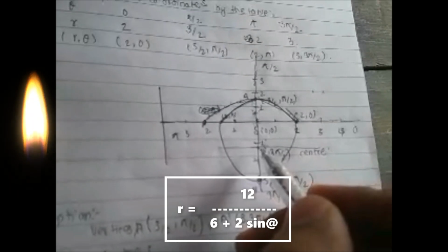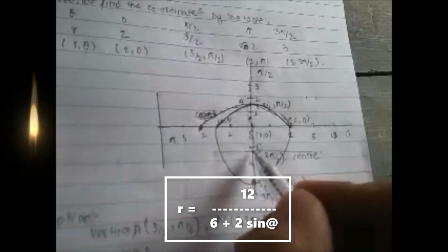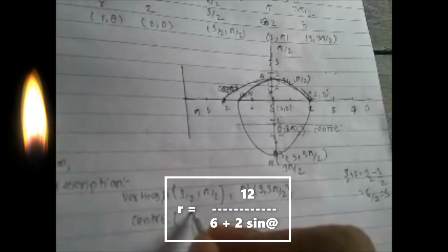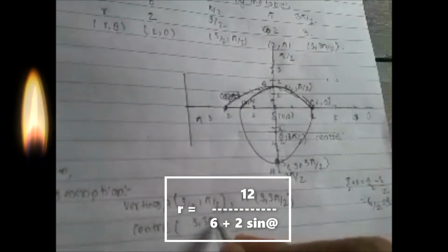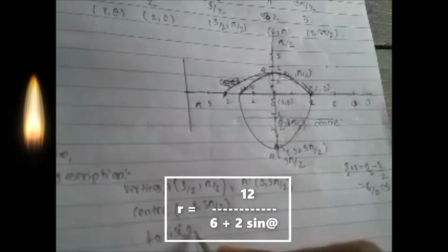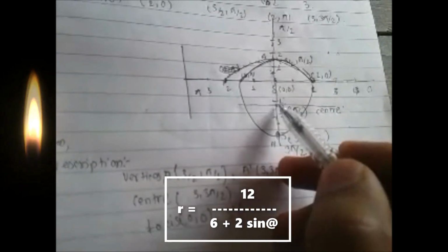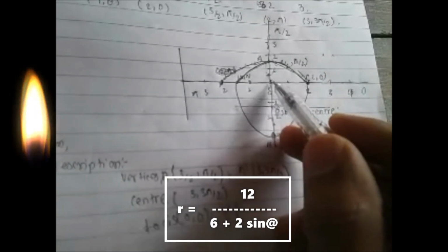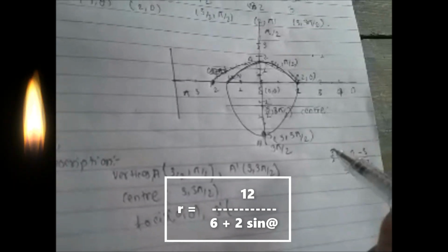Now from here the foci lie at equal distance. Now we can find the center. We have found 3, 3 pi by 2. Now, one of the foci is 0, 0, and for the next foci, from this to this the distance is 3.